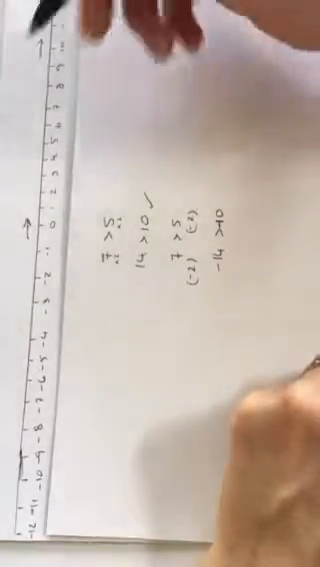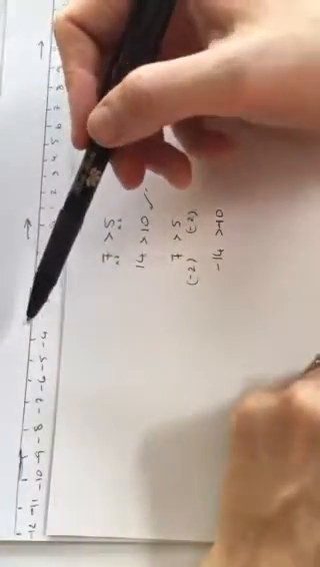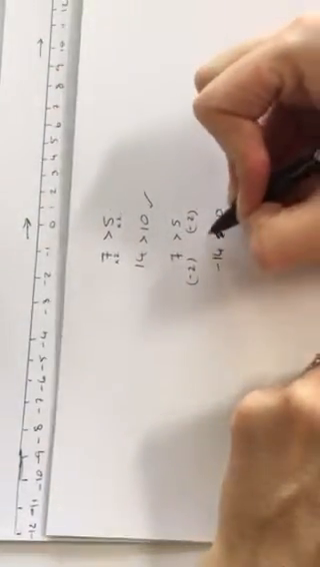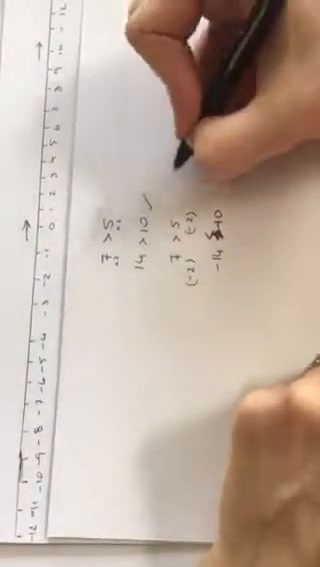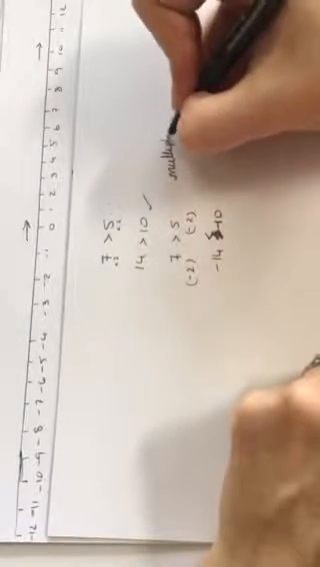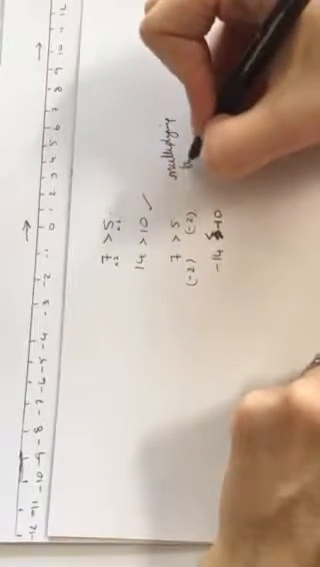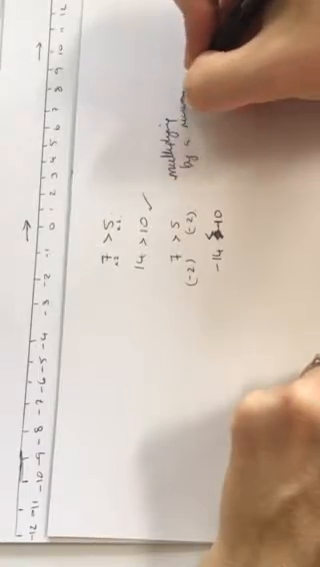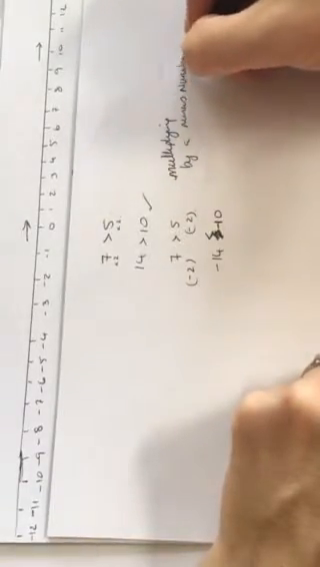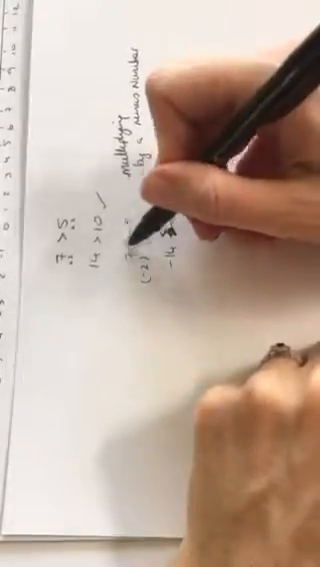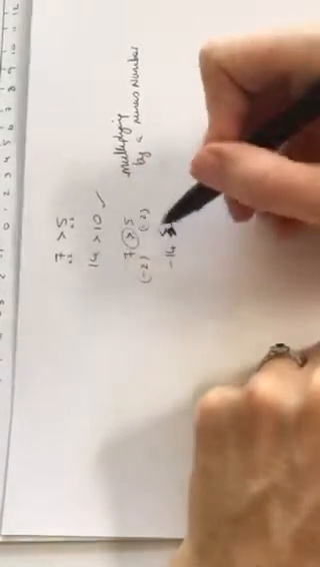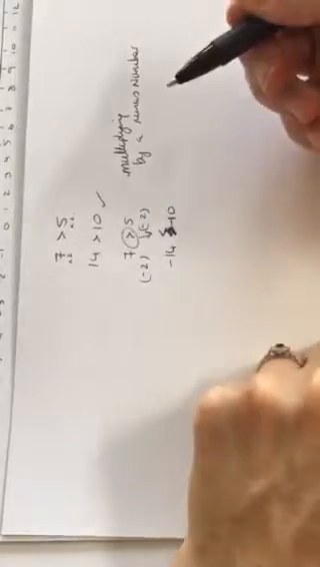Is minus 14 greater than minus 10? No, it's not. Minus 10 is actually further up the number line. So that has changed the sign now. Multiplying by a minus number didn't allow the statement to remain true. I had to change that.